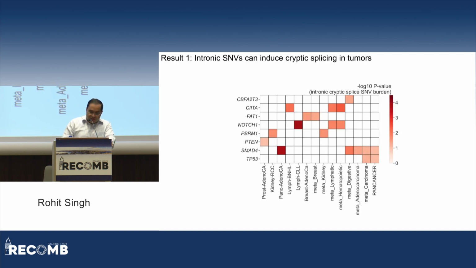So I'll give you a few vignettes of their work. So the first vignette is around cryptic splicing. So the idea is that there is a mutation that happens in an intron that leads to a splice change or a deleterious impact on the protein function.